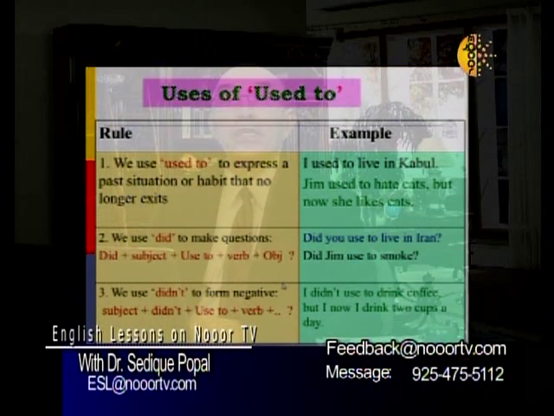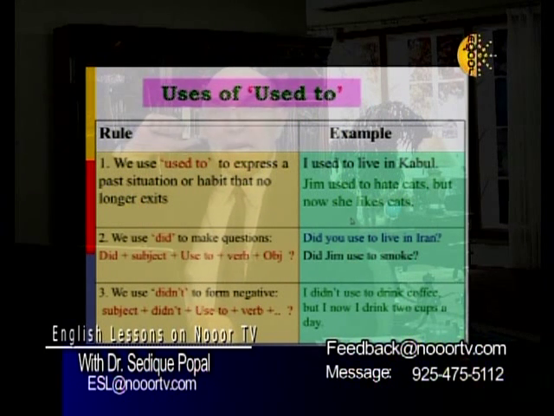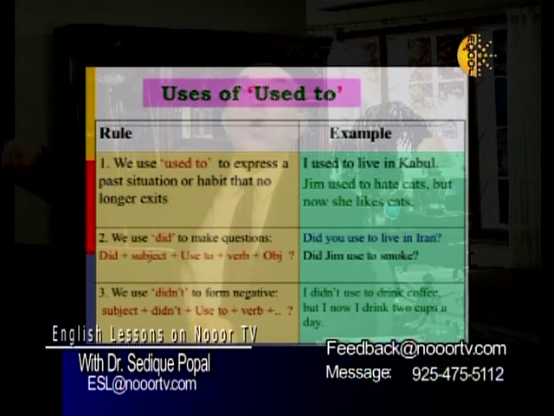Now, let's move to the next part. In this part, I'm going to review something for you, which is the uses of "used to." How to use "used to." "Used to" is used to what? To talk about something that happened in the past repeatedly, again and again. So, if you say, "I used to live in Kabul," that simply means what? In the past I lived in Kabul, but I'm not living in Kabul anymore. It's something that I did for a long time, but not anymore.